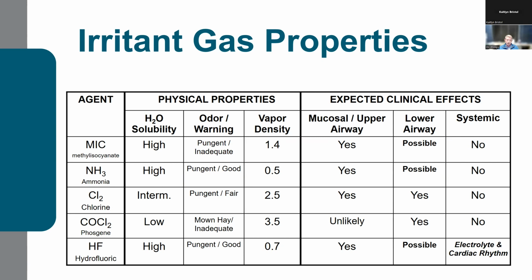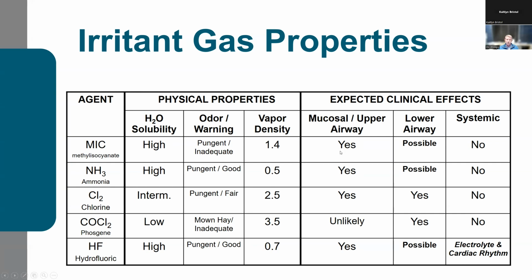The lighter the vapor density, the more likely it is to evaporate. And water is about 1, so water vapor is around 1. So we see that, for example, phosgene is very heavy and more likely to settle out, as opposed to ammonia, which is more likely to volatilize and disperse in the air column.